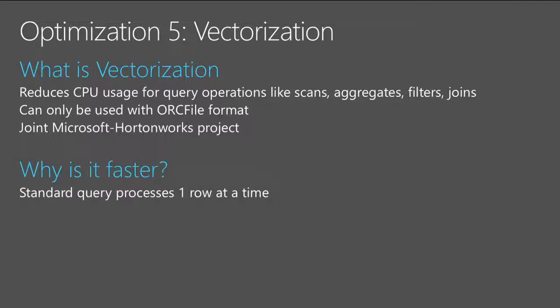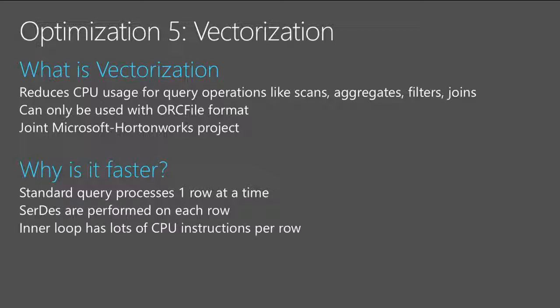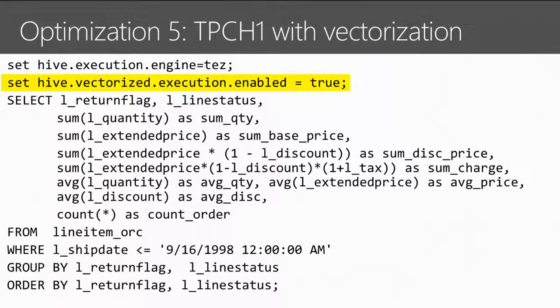So why is vectorization faster? In a typical query, a standard query processes one row at a time. And if you're using any kind of serializer or deserializer, it applies this to each row. Further, a lot of CPU instructions are wasted running each row. So what vectorization does is, instead of processing one row, it processes 1,024 rows together and saves a lot of the extra CPU cycles that go when you're reading just one row. So that's what vectorization is.